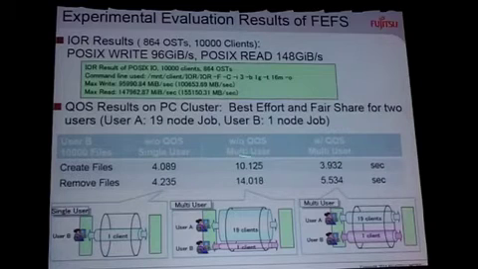However, in the multi-user case, the time for user B takes around 10.1 seconds to create files, and for removing files also 15 seconds. This is not so fair. So when we introduce QoS, the result is creating files in around 3.9 seconds and removing files in 5.5 seconds. This is almost a similar result to the single user. So QoS takes effect well.